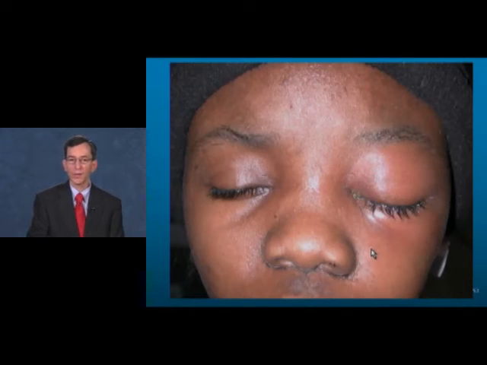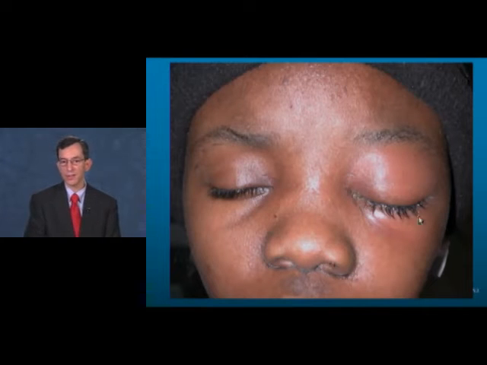In this photograph, we can see that there's marked lid swelling, and there's also proptosis, and this clearly says there's been orbital disease in the making.